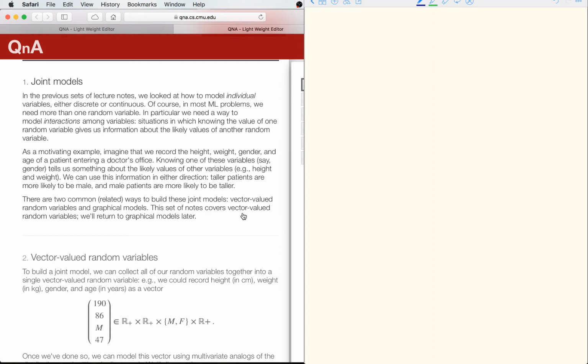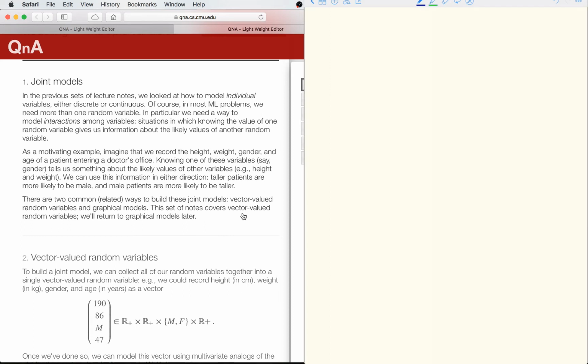So we talked for the past few lectures about how to model individual random variables, discrete distributions like the categorical or the Poisson, or continuous distributions like normal or Maxent. In order to make things interesting for machine learning, we'd better have more than one random variable, and so we have to model a joint density or a joint distribution, depending on whether it's discrete or continuous. So that means in particular that we have to model interactions among our random variables.